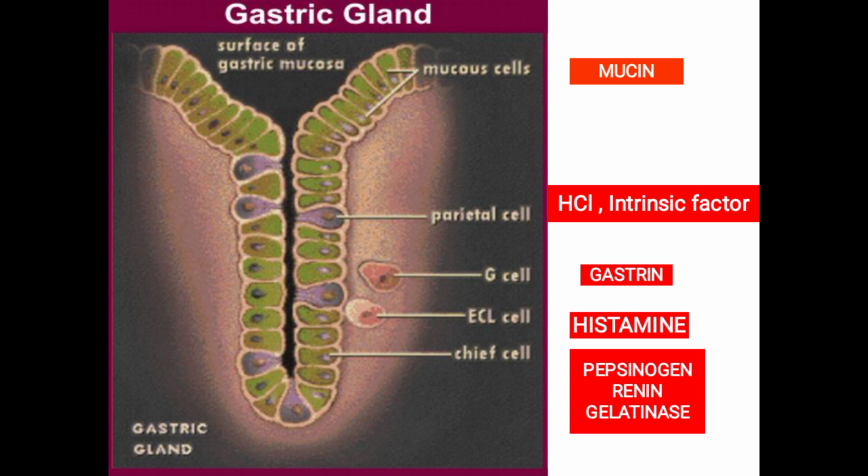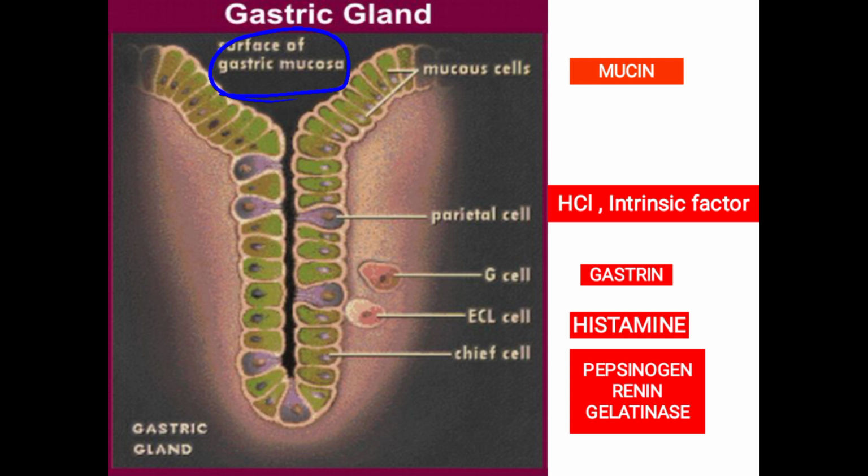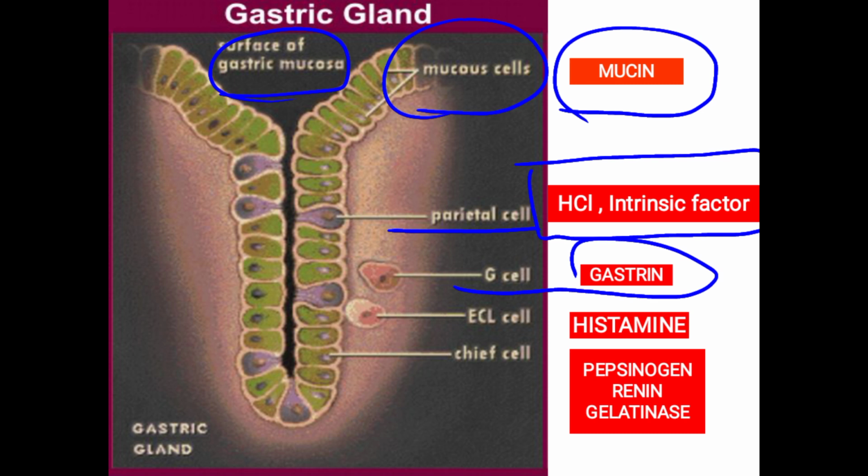Next, coming to the gastric glands. This is the surface of the gastric mucosa, the inner part I showed. The gastric mucosa shows many cells. Mucous cells mainly secrete mucin. Parietal cells mainly secrete HCl and intrinsic factor. Very important, HCl. Then G cells secrete a hormone called gastrin.